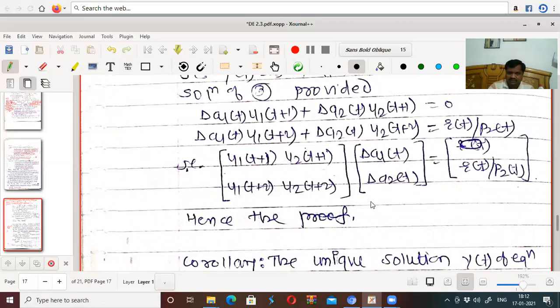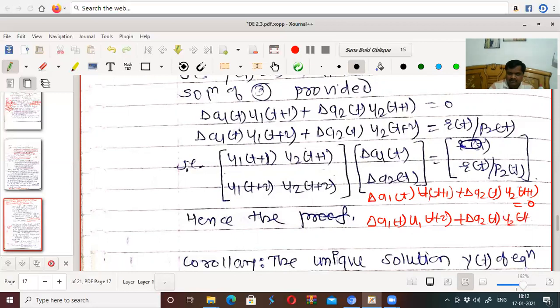What first equation do we get? Delta a1(t) into u1(t plus 1) plus delta a2(t) into u2(t plus 1) equal to 0, and the second is what? Delta a1(t) u1(t plus 2) plus delta a2(t) u2(t plus 2) equal to r(t) upon p2(t). Now, solving these two equations simultaneously, how do we get delta a2(t) and delta a1(t)?